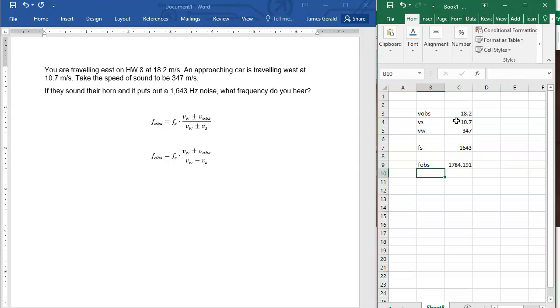So 1784. And the great thing about a lot of things in physics is you can ask yourself, does this intuitively make sense? The frequency is higher. That's what you would expect. So intuitively, this is in alignment with what you should expect. All right, that's it for this problem.